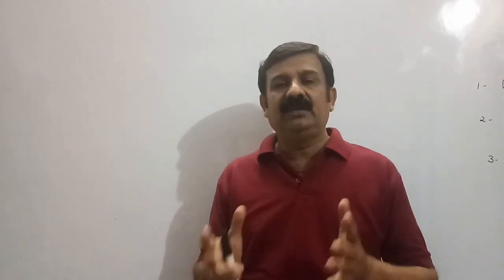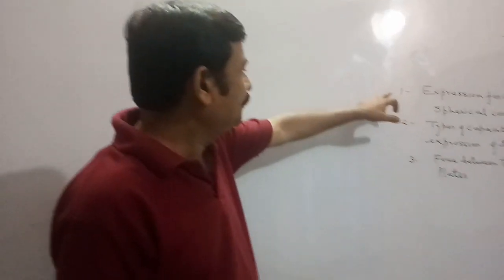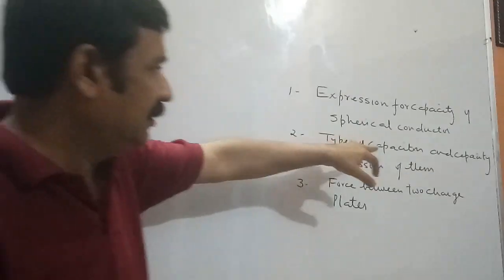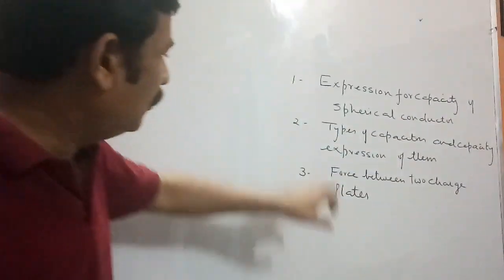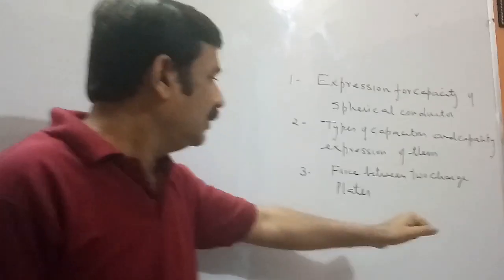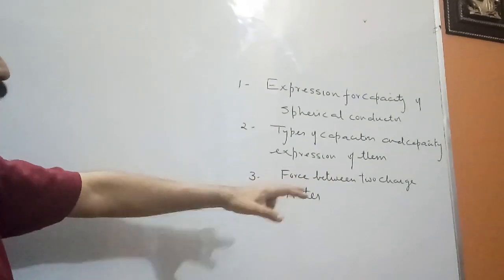special points related to the capacitor. They are: number one, expression for the capacity of a spherical conductor; number two, types of capacitors and capacity expression of them; and number three, force between two charged plates.